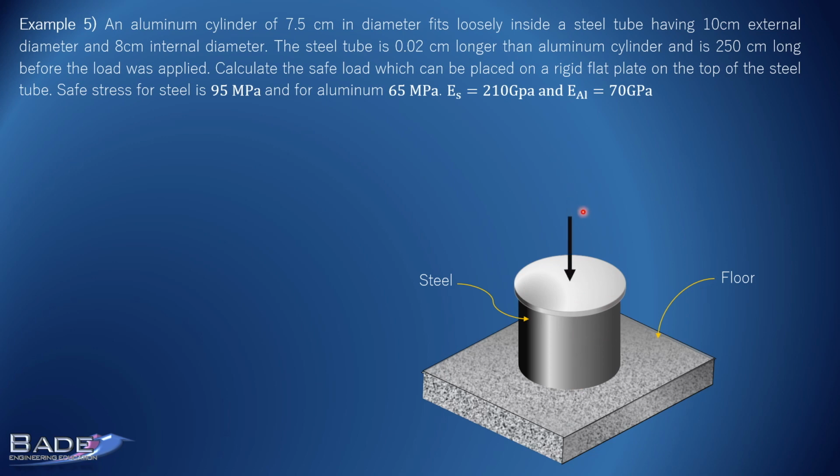Now, if force W or force P is applied, then because of that applied compressive force, the steel tube will get compressed. It's possible that this rigid plate comes in contact with the inner aluminum rod also, and finally both materials, that is steel and aluminum, get compressed.